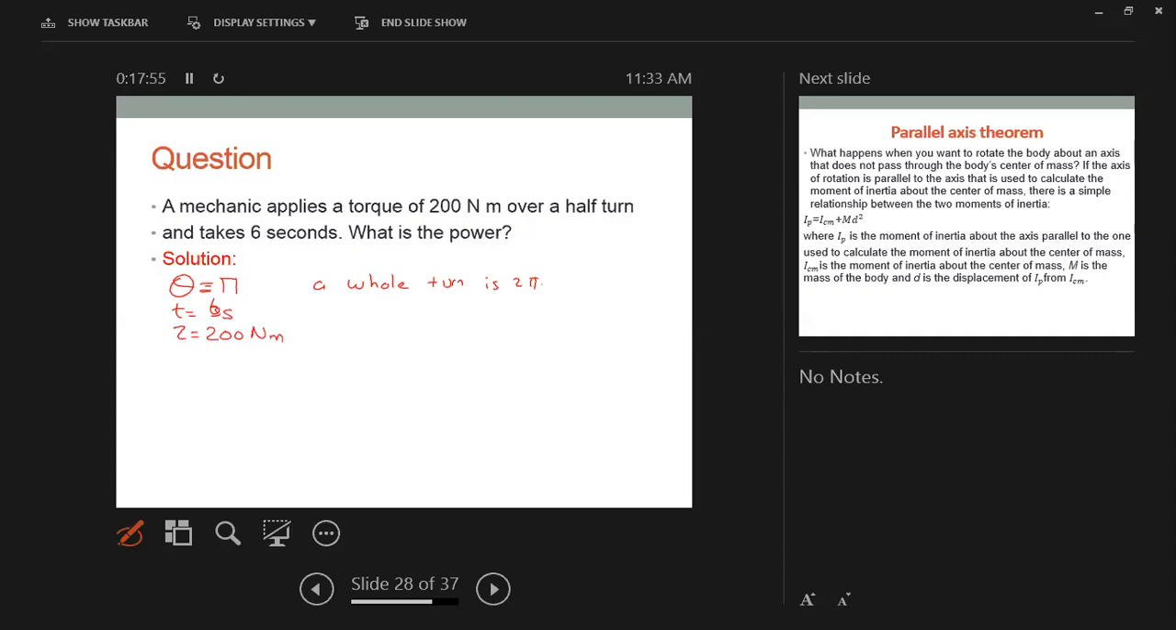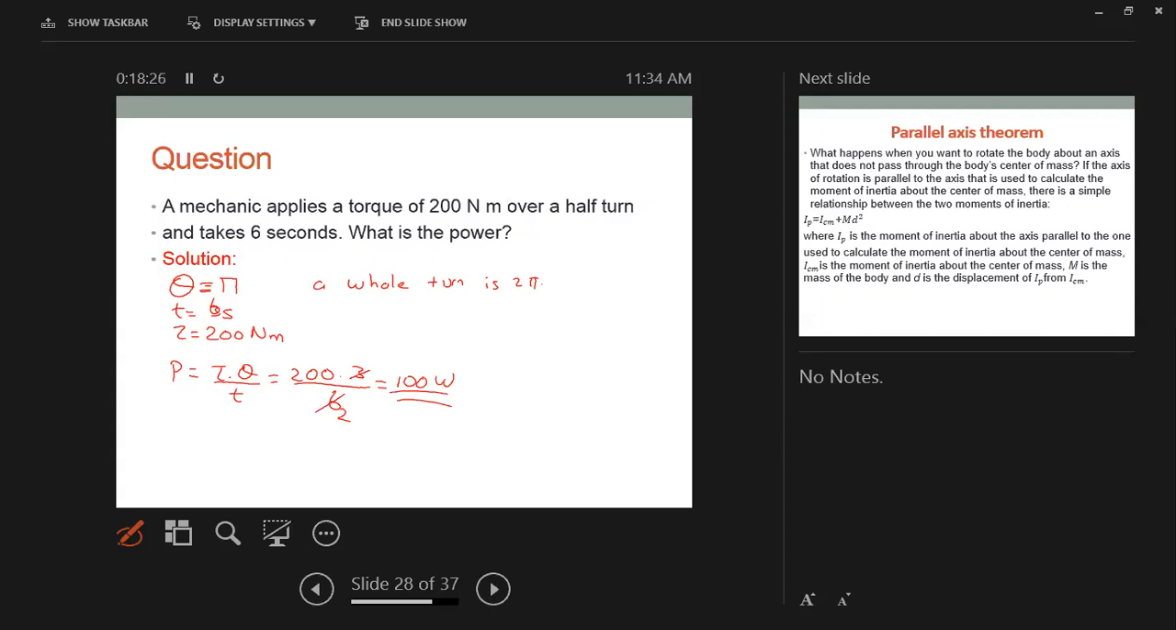So to find the power, what are you going to do? Power equals torque times displacement over time. Okay? So our torque is 200. We can take pi as 3, over 6 seconds. We can simplify them. So it's going to be 100 watt. Okay? The answer will be 100 watt for the question.